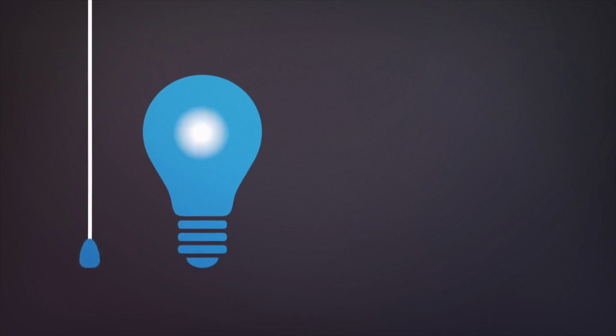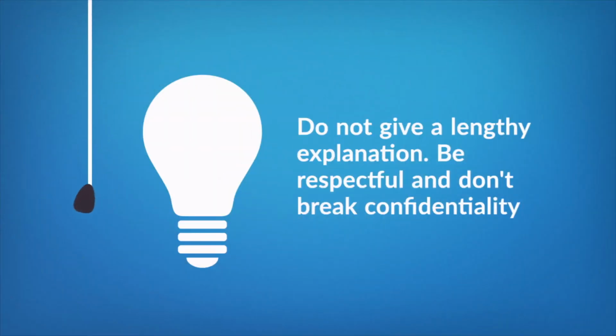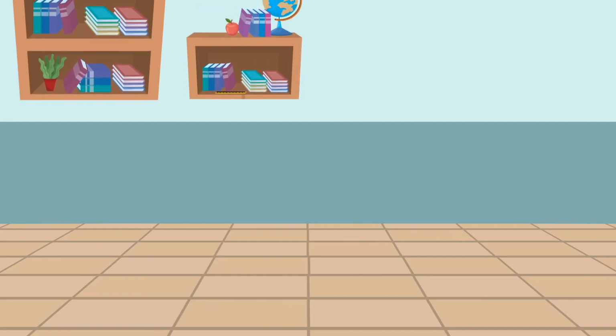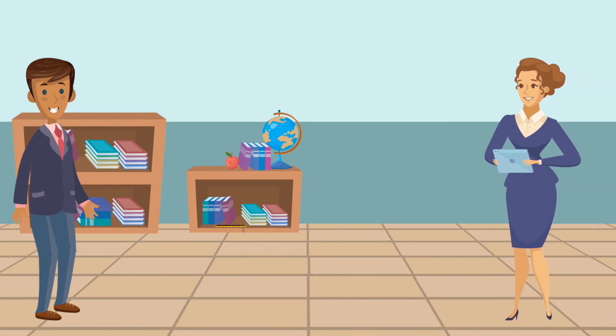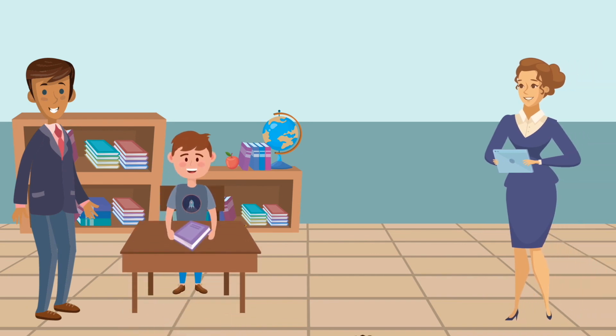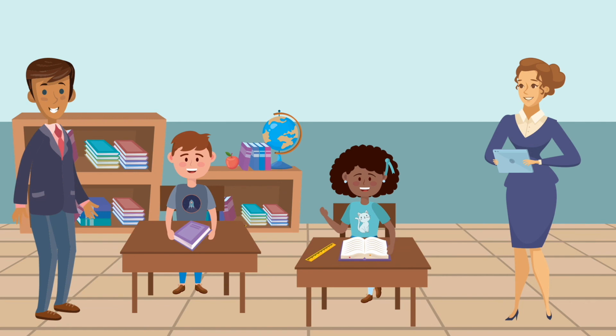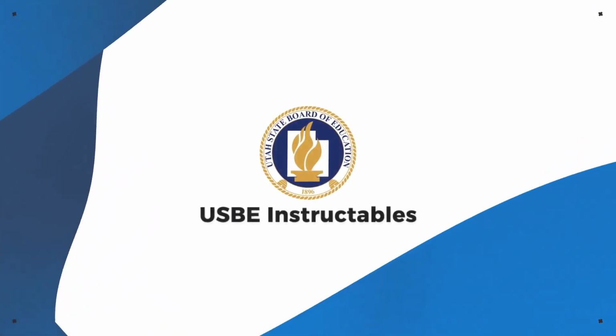In this situation, the paraeducator does not need to give a lengthy explanation. The question can be answered respectfully without breaking confidentiality. The Utah Standards for Instructional Paraeducators helps define the role of paraeducators in the classroom. While a paraeducator and supervising educator have different roles and responsibilities, they both must protect the privacy rights of students. A paraeducator's role is to support the teacher, the classroom, and the students in educational settings throughout the state of Utah.